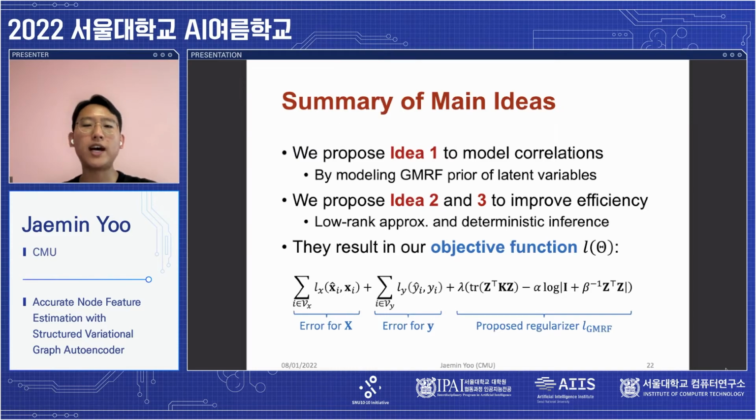If we summarize our three ideas, we propose idea 1 to model the correlations of latent variables by introducing the Gaussian Markov random field prior. And we propose ideas 2 and 3 to improve the efficiency of inference by a low-rank approximation and the deterministic inference. Our three ideas result in our final objective function L consisting of three different terms. The first two terms are the reconstruction errors for the features and labels respectively, and the last term is our proposed regularizer on the distribution of Z. So the training of our model is done by minimizing these three terms at the same time as a single objective function.